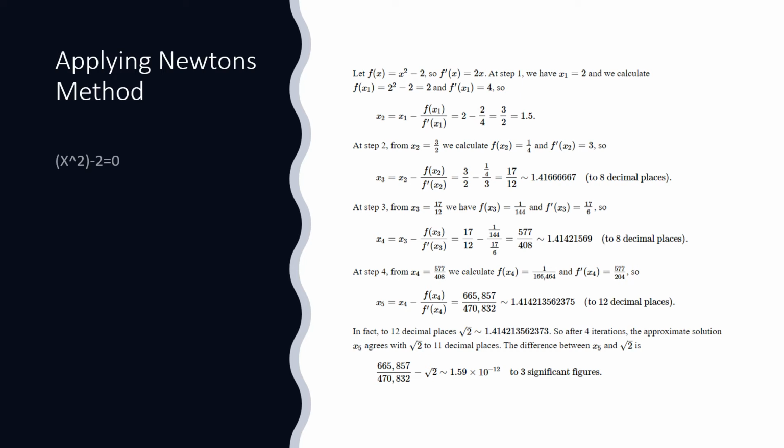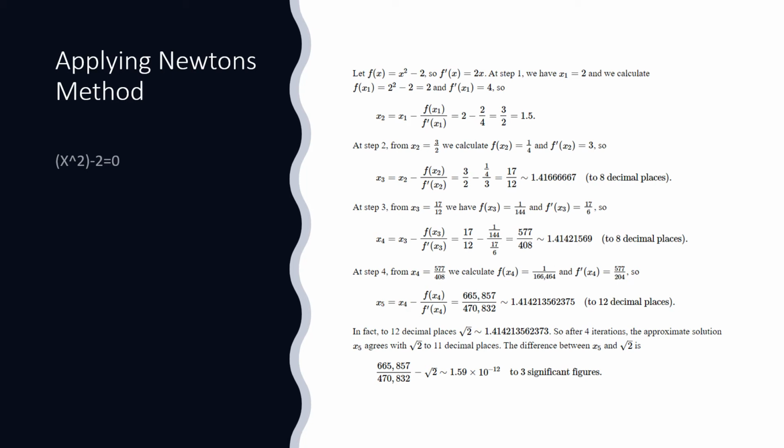So how do we apply it to an equation, for example? For this example, we're going to look at the equation x squared minus 2 is equal to 0. We're going to use Newton's method to find an approximate solution of the equation, starting from the initial estimate x1 is equal to 2. After 4 iterations, how close is the approximation to the square root of 2?